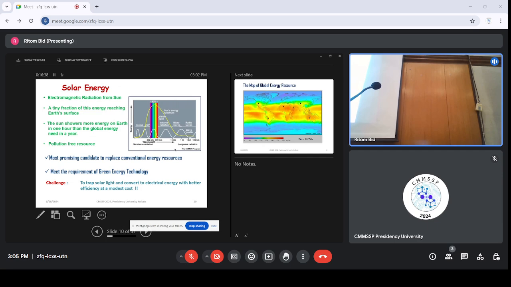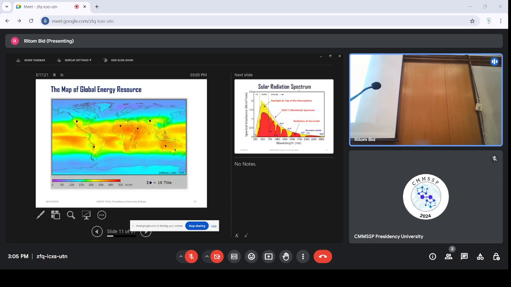and the most promising candidate to replace the conventional energy sources, that is the fossil fuels or coals, whatever you say. They are depleting very fast, as well as the environmental concerns are there, right? So they can be the right candidate for getting the green energy technology, I mean green energy sources. So the challenge is to get the solar light and convert it to electrical energy with better efficiency at a modest cost. Now here comes the challenge, basically, to get the efficiency of the cells.